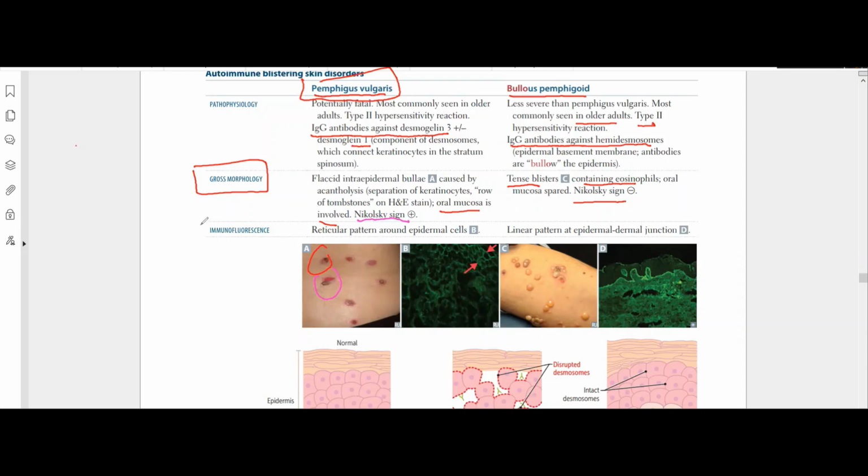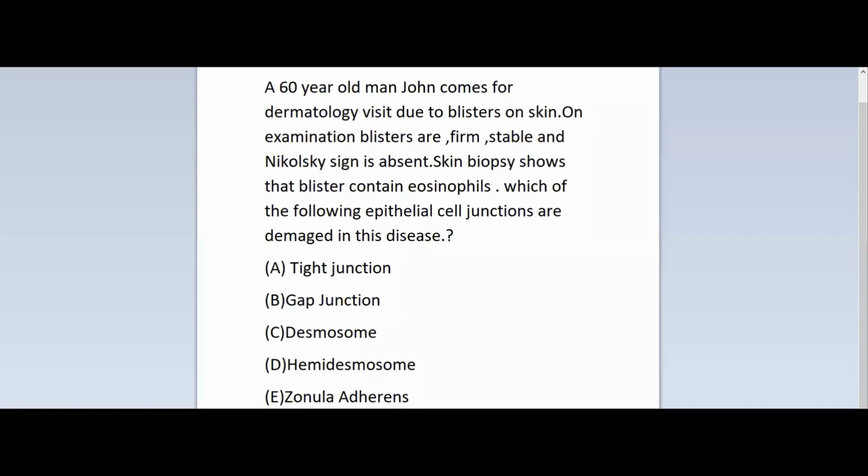The immunofluorescence study of Pemphigus vulgaris shows a reticular pattern. This is the reticular pattern present in Pemphigus vulgaris. While in bullous pemphigoid, there is a linear pattern. This is the linear pattern present in bullous pemphigoid. The right answer to this clinical vignette is hemidesmosome, because Nikolsky sign is negative.